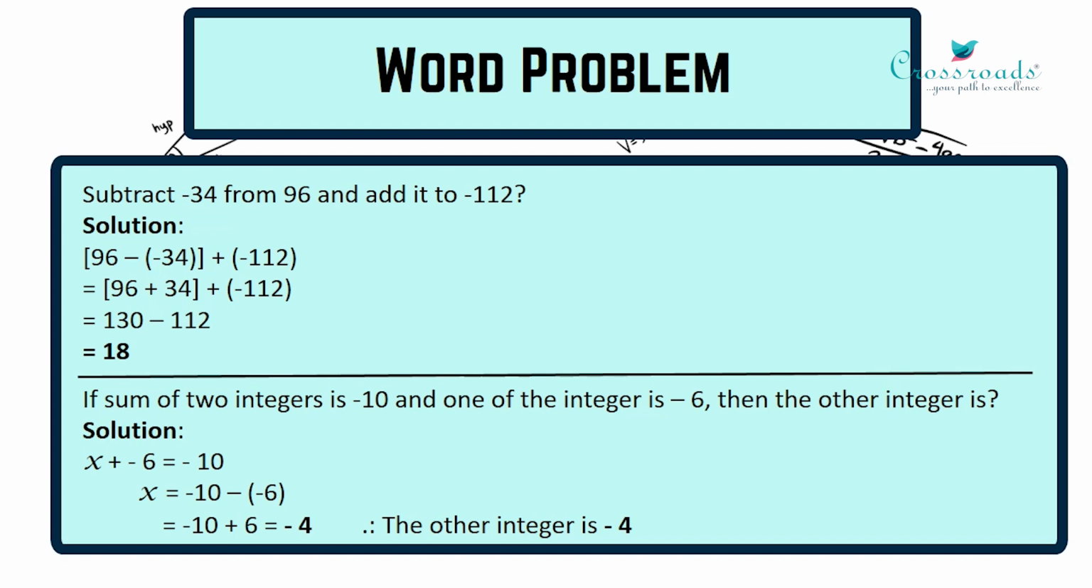So now I'm going to retain x on the left hand side and transpose minus 6 from LHS to RHS, from the left hand side to the right hand side. So now it will become x is equal to minus 10 minus minus 6, which is nothing but minus 10 plus 6. The resultant answer is going to become minus 4. Therefore, the other integer that is wanted is nothing but minus 4. Even if you cross check this, minus 4 plus minus 6 will give minus 10 as the answer.